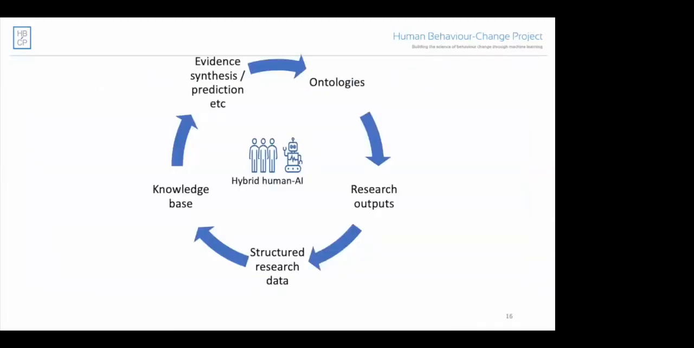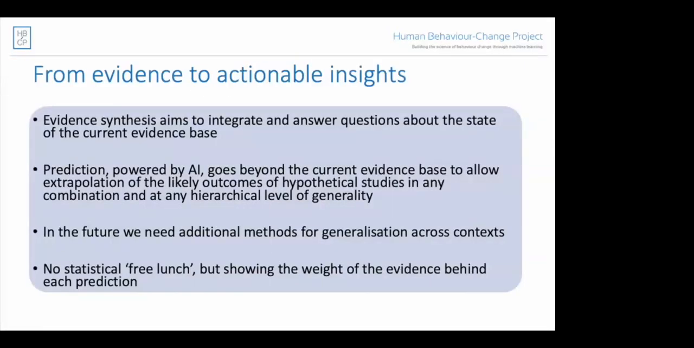So the idea is that you have a kind of cycle in which you have evidence research outputs which are ontologized. They're represented in a structured way to create structured research data, and this works together to build up your enhanced knowledge base, and from this you can do evidence synthesis and predict outcomes in hypothetical scenarios. And to make this work, you need a core of technological components together with human components working together. So the objective is to move from evidence to actionable insights.